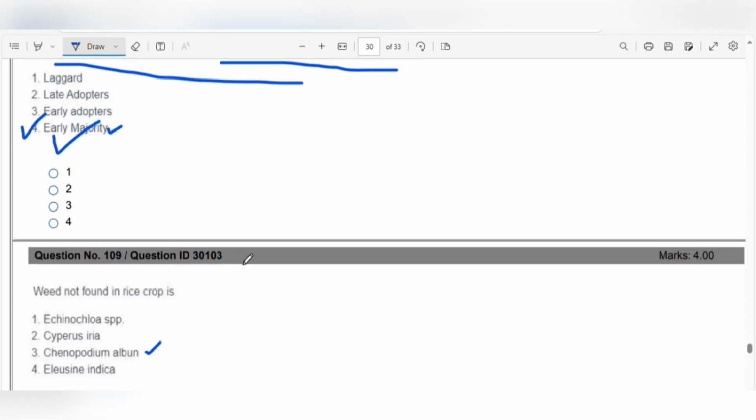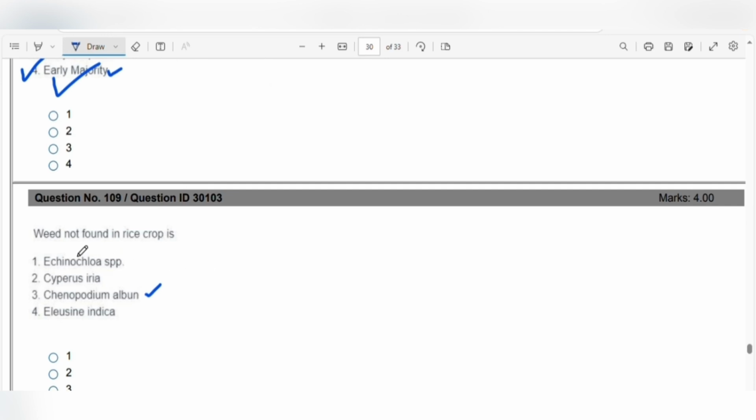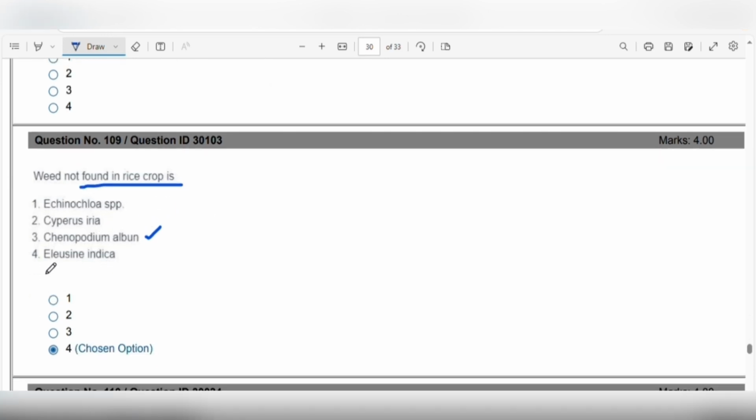Let's move on. So, the weed not found in rice crop. This is also a general agriculture question. This is a very easy one. That is Chenopodium album. I think you all know this is a general agriculture question. Chenopodium album is generally found in wheat crop and not in the rice crop. And all the others, Echinochloa, Cyperus, and Eleusine indica, which is wild ragi, are highly found in the rice ecology. So the answer of this question will be Chenopodium album, Bathua. All right, it's called Bathua.